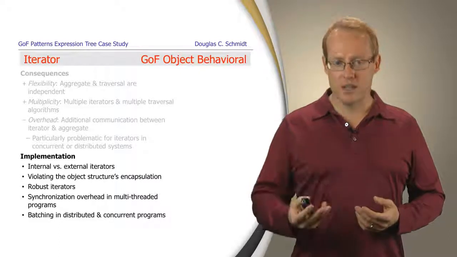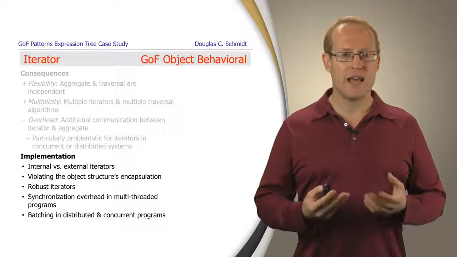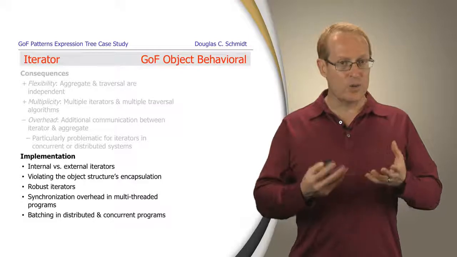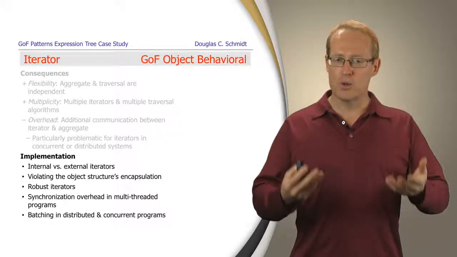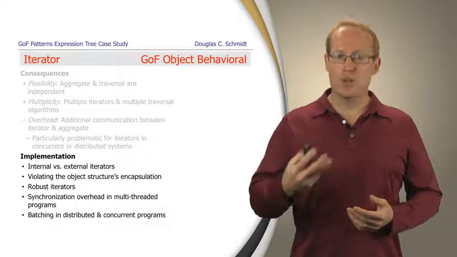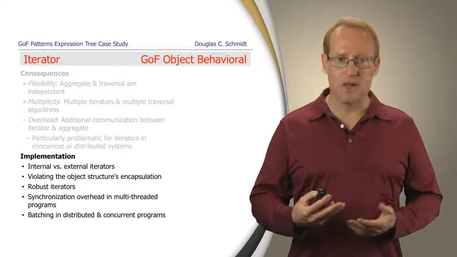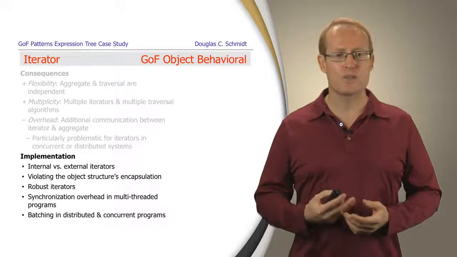There's also something called robust iterators, which allows the iterators to continue to work even if the underlying aggregate is modified, say its nodes are deleted or some nodes are added. Those are much more expensive and complex to implement, but they can be useful in some circumstances.